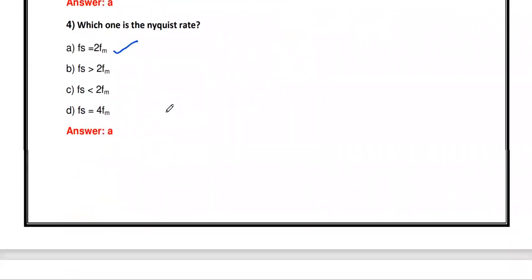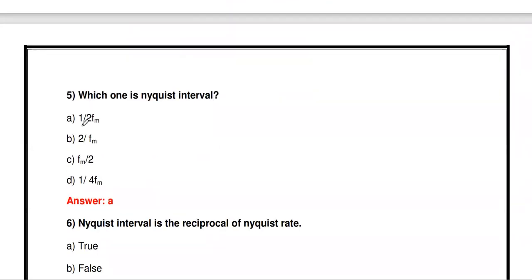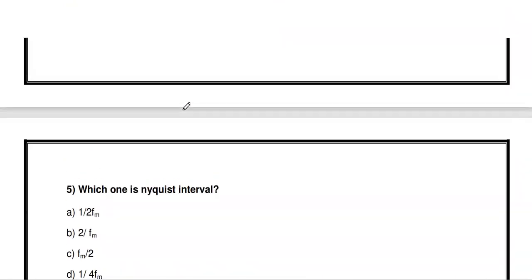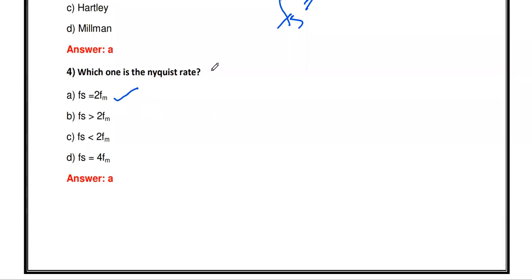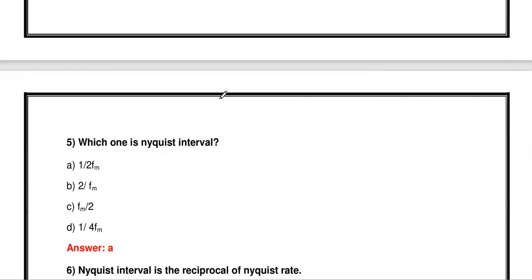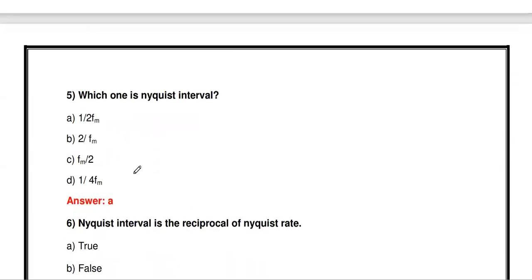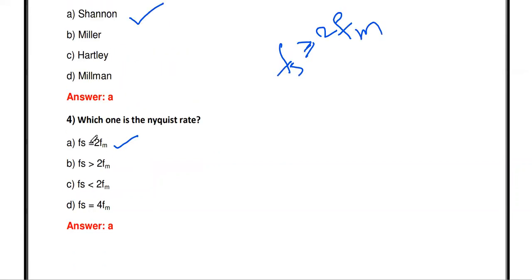You just remember which one is the Nyquist interval. The Nyquist interval is nothing but the reciprocal of the Nyquist rate. So what is the Nyquist rate formula? The Nyquist rate is Fs equal to 2 Fm. The reciprocal of this Nyquist rate is called the Nyquist interval. So the Nyquist interval is equal to 1 divided by 2 Fm.